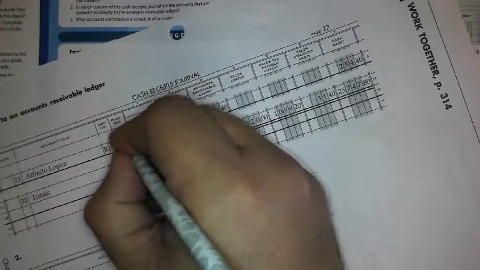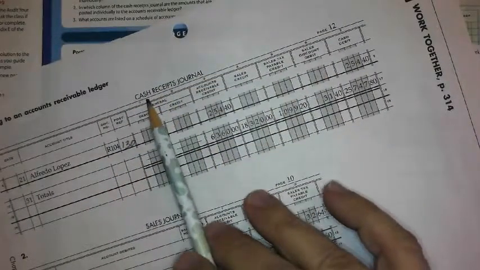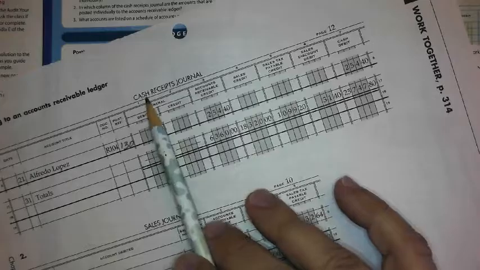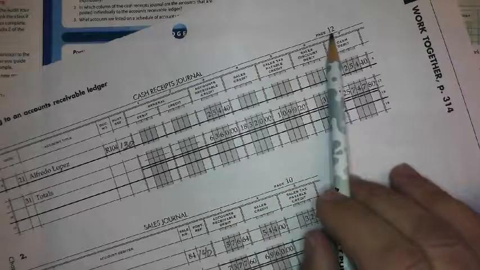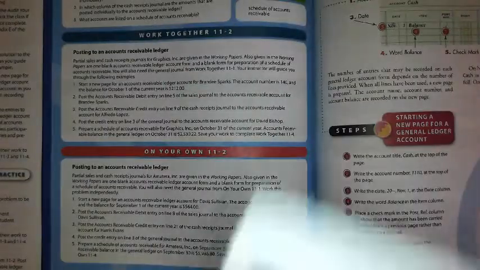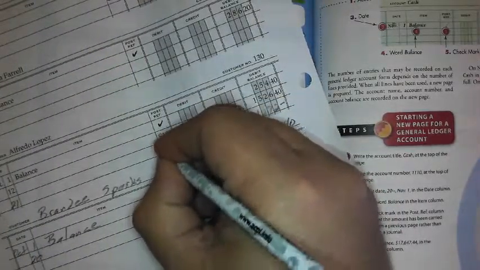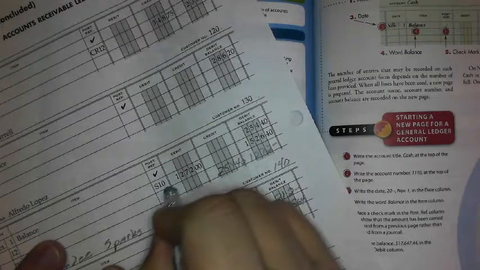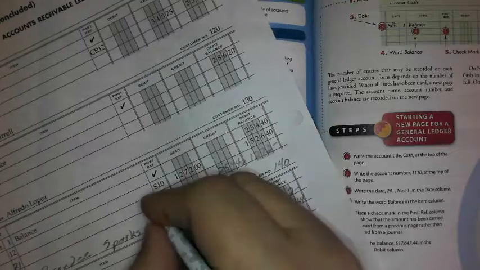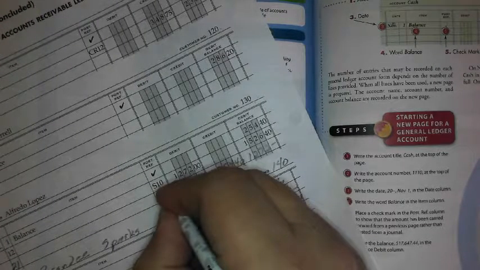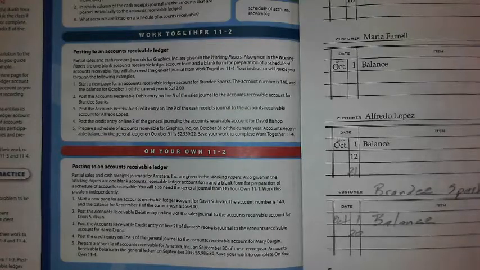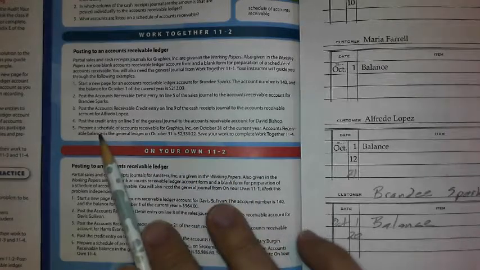So we'll put him here at 130. And then he came off the cash receipts journal, so we can use CR 12 for page 12. Over on the other side, here we'll put CR 12. My writing is a little too big. Sharpen my pencil too. CR 12. Okay. So that takes care of number 3.